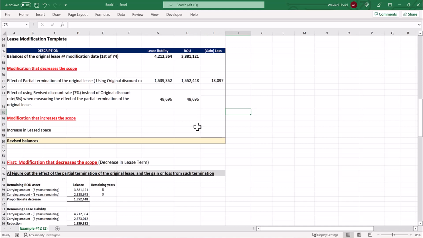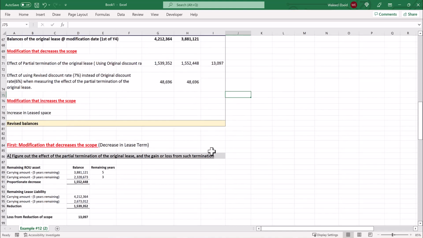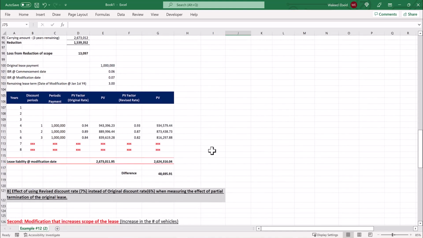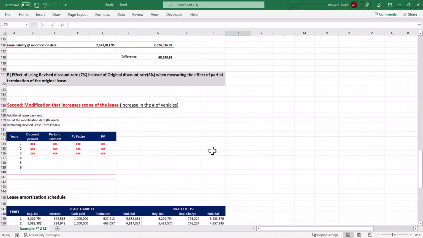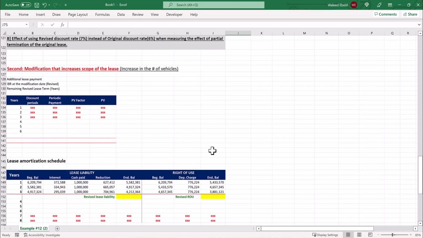Now that we are done with the modification that decreases the scope of the lease, let us move to the modification that increases the scope of the lease. The example stated that the scope of the lease is increased by adding 5 more vehicles, for an additional lease payment of £350,000. So, let us figure out by how much the lease liability and the right-of-use asset should be adjusted, to recognize the increase in the scope of the lease as of the modification date.